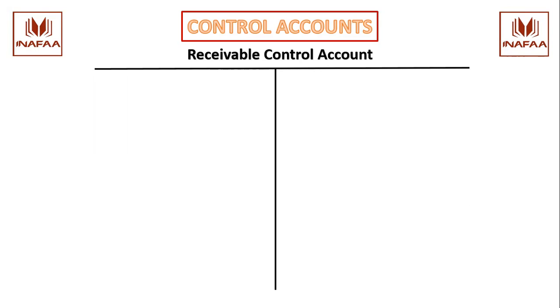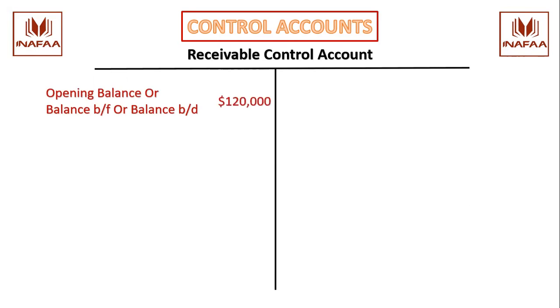Whereas liability, income, and expense, sorry, capital, liability, and income, these three always have a credit balance, as we already saw in the trial balance lecture. Okay, let's assume we have an opening balance of receivable of $120,000.